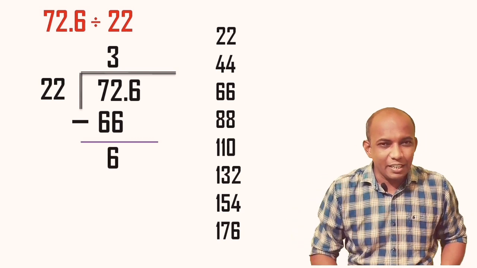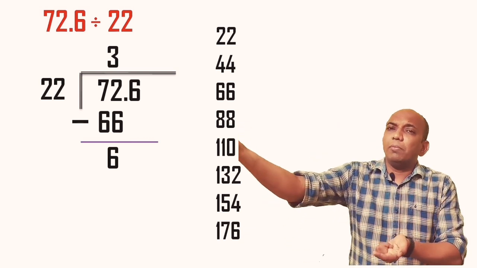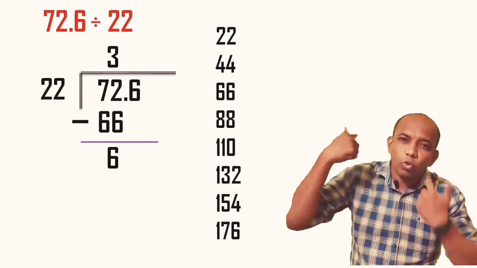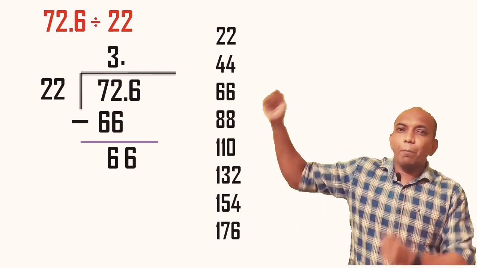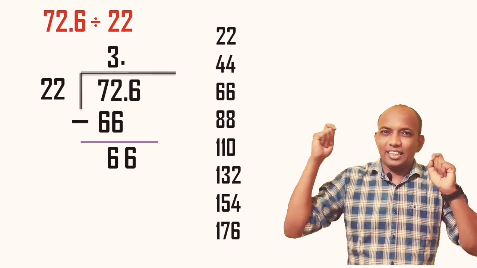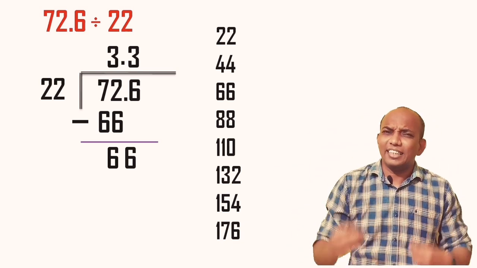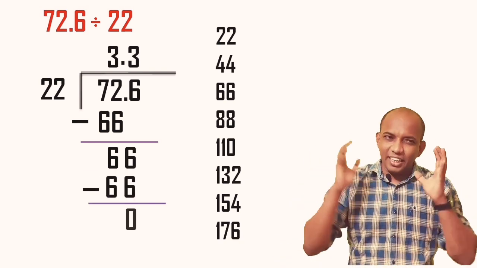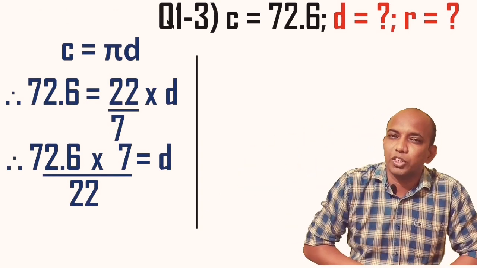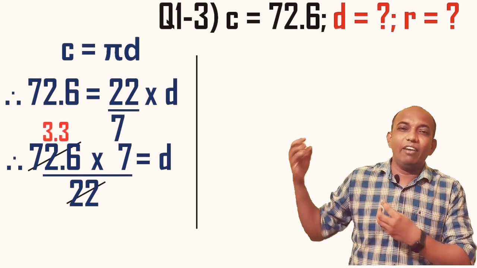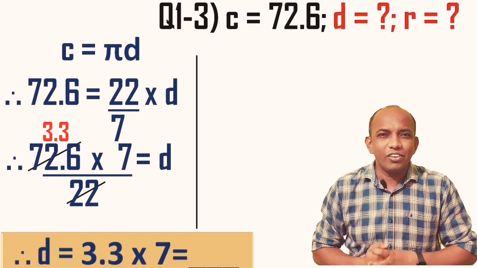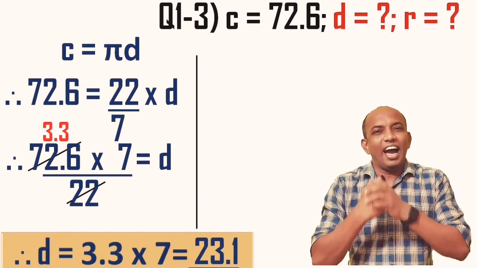After the point we have 6 again. The moment you take down that 6, that is after the point, we have to put a point in the quotient also, correct? That makes 3 point in the quotient, and down we get the number 66. Yes, again 3 will be used because 22 threes are 66. As a result, in the quotient we have 3.3. That means when 72.6 is divided by 22, we get the answer 3.3, and we have 3.3 into 7 equals diameter. And the moment you carry out the multiplication, we are left with 23.1 as our diameter.